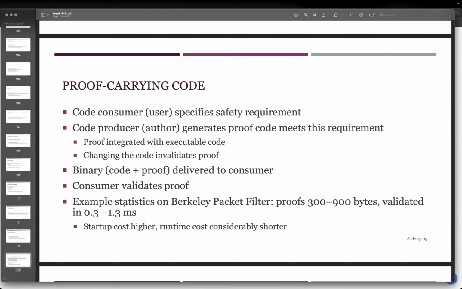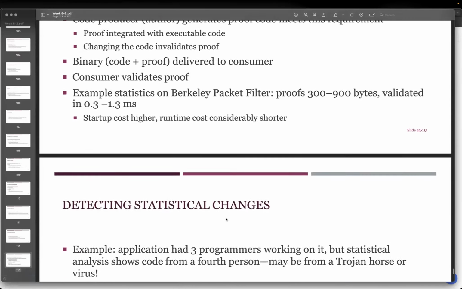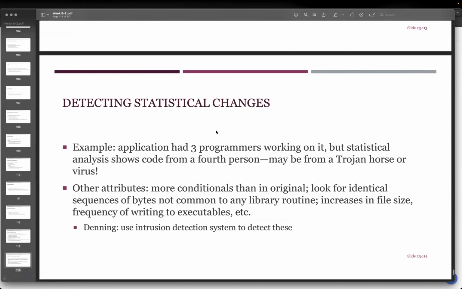Okay, so maybe the statistics on the Berkeley packet filter: the proofs are 300 to 900 bytes, and they validate in around 0.3 to 1.3 milliseconds. The start cost is high, but the runtime cost is considerably shorter. So we need to think about this trade-off. And also we try to detect statistical changes. If an application you use frequently is analyzed statistically, and the analysis shows the code comes from a third party, so maybe a Trojan horse or virus, then other attributes are possible.